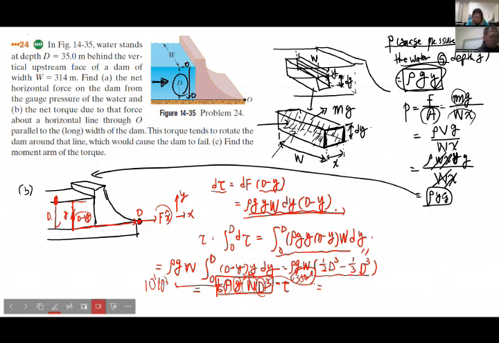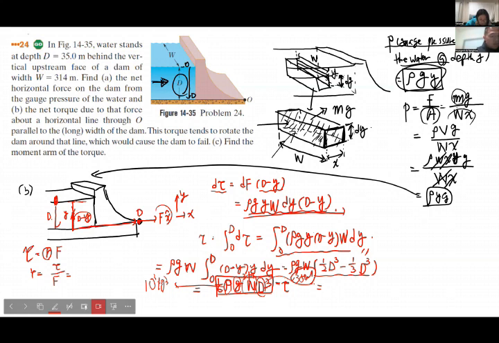I got 2.2 times 10 to the power of 10. Yes, okay, that's good. Number C then. For C, we have to find the moment arm of the torque. The torque itself is R, the radius, times F, where R is the moment arm of the torque. So if you divide the torque by the force F, that should be the moment arm of the torque, or radius of the torque.